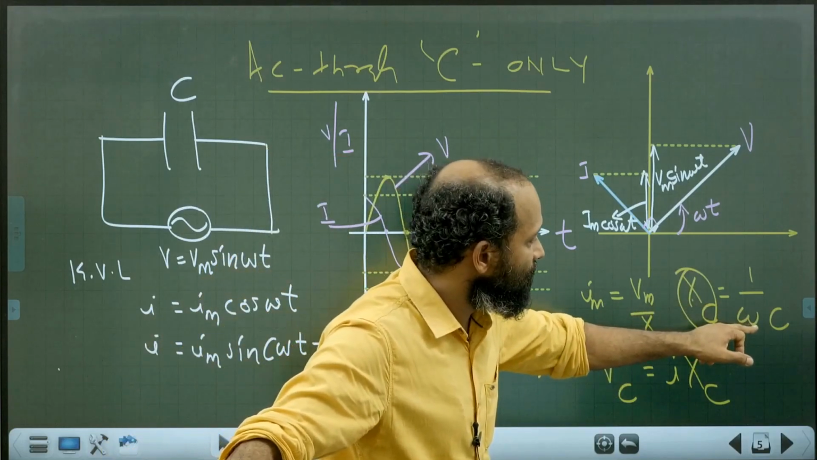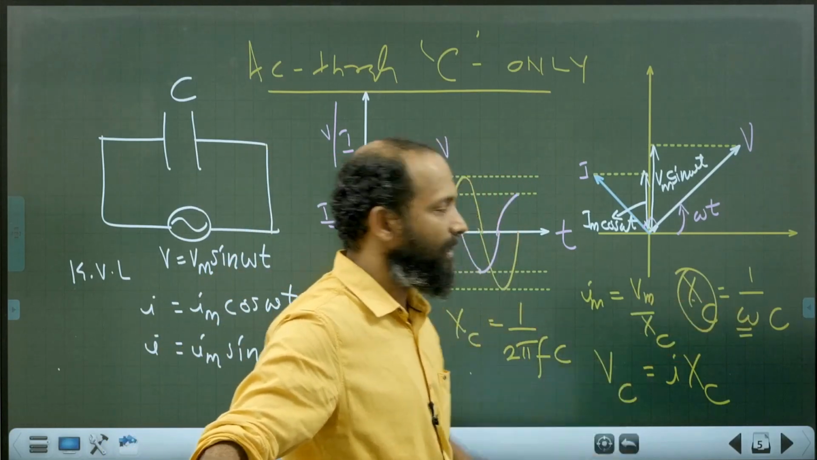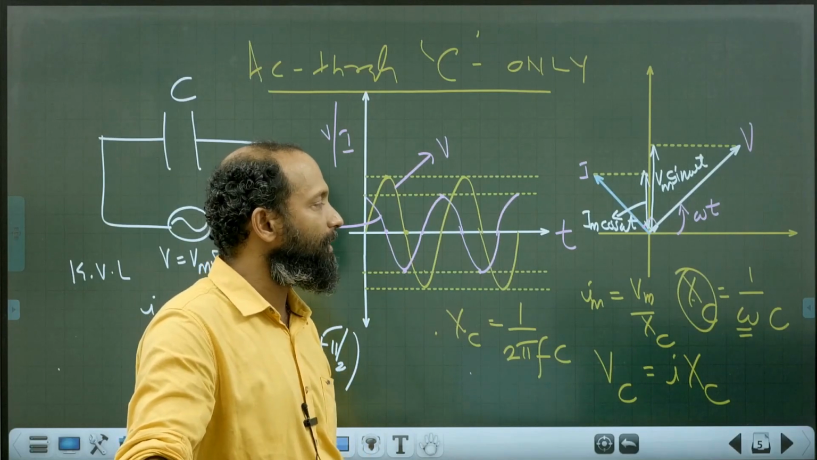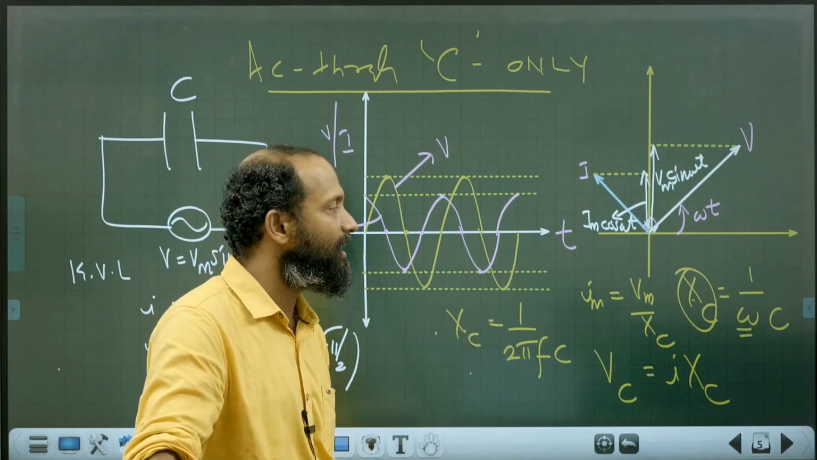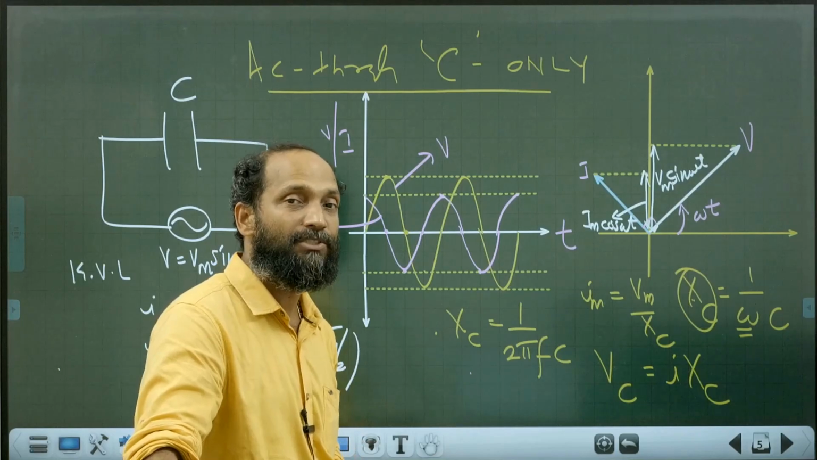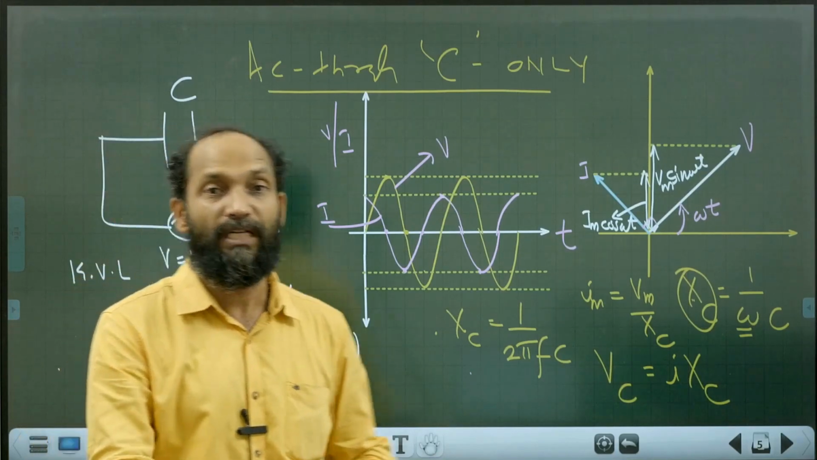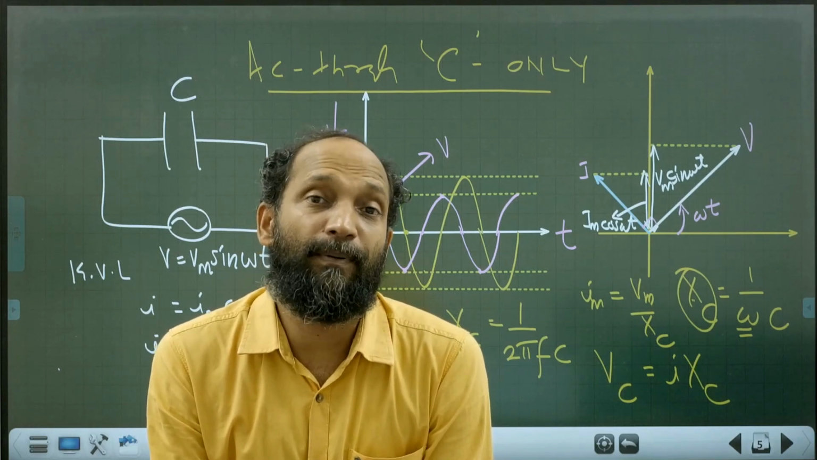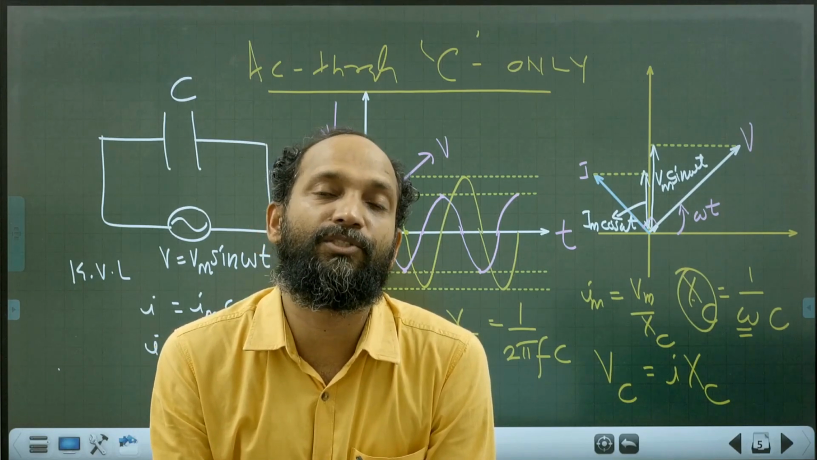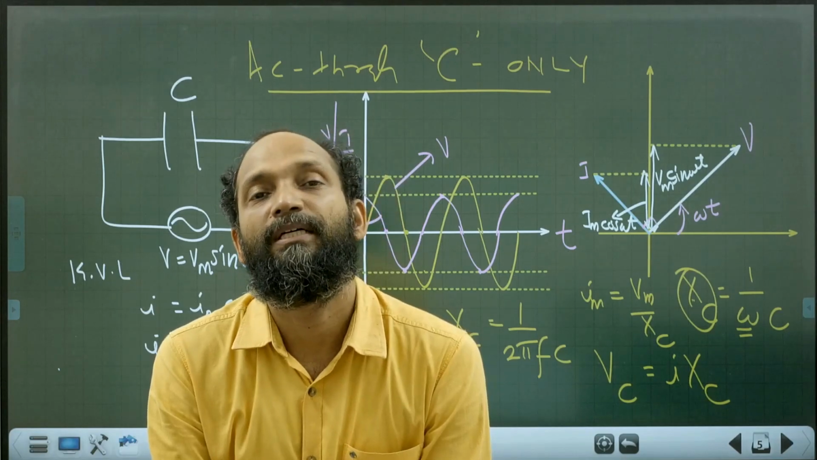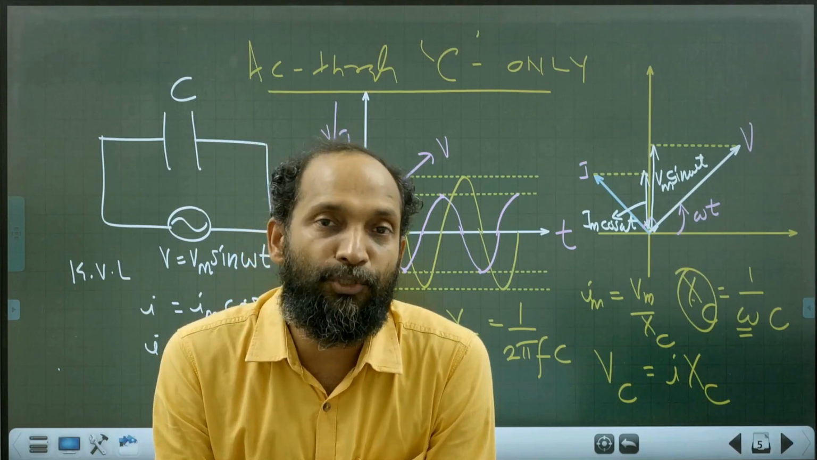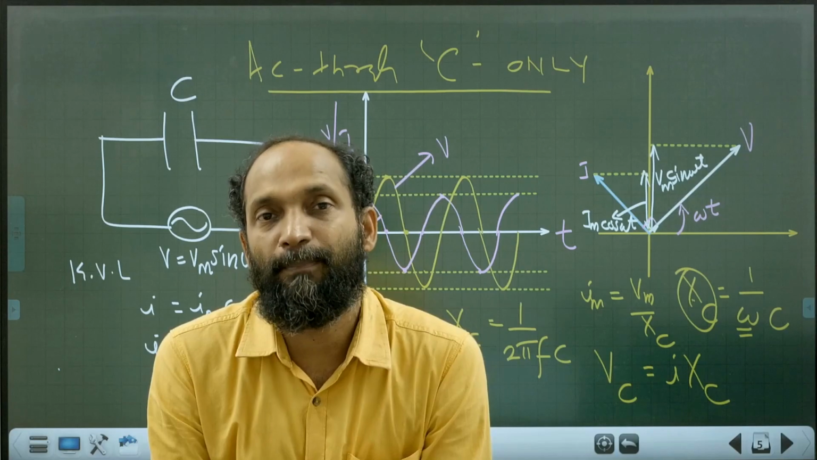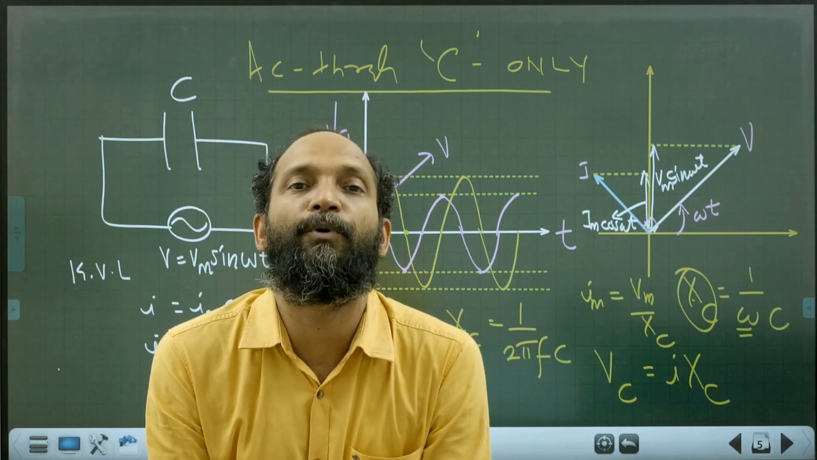Capacitive reactance is not a constant; it varies with frequency. At high frequency, a capacitor offers less reactance. That is why it is called a high pass filter. A capacitor is used as a filter in AC circuits, and it is called a high pass filter. At the same time, an inductor is called a low pass filter because inductive reactance is proportional to the frequency. Capacitive reactance is inversely proportional to the frequency.